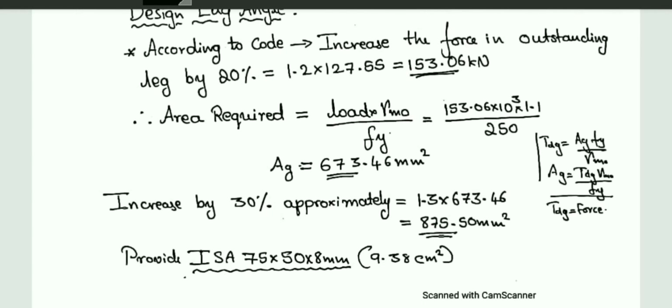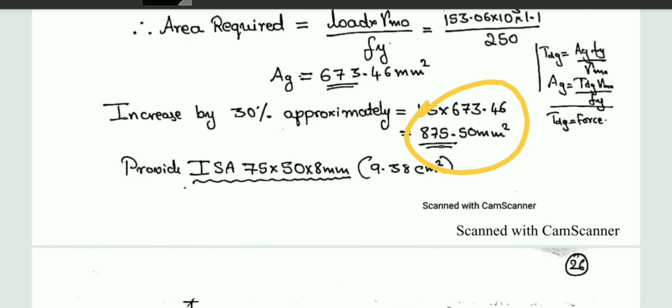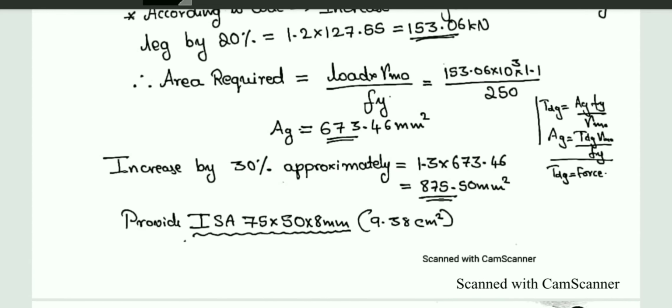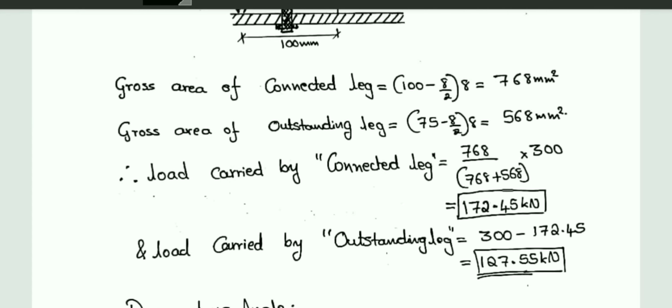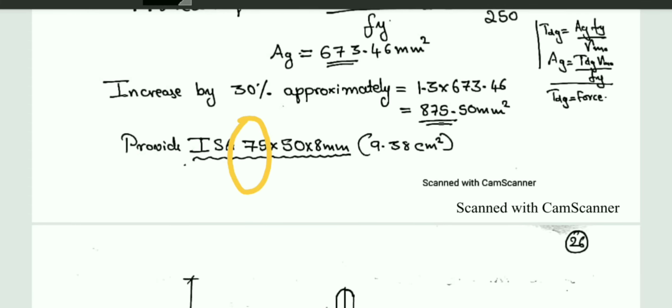Now for the selection of the angle, you need to increase by 25 to 40%. I'll take 30% here, that is 1.3 into 673, which is 875 mm square. For 875, I'll assume a section of 75 into 50 into 8. Its area is 938 mm square or 9.38 centimeters square. I selected this angle because the outstanding leg is 75 mm, so I select the angle such that one leg size becomes 75.